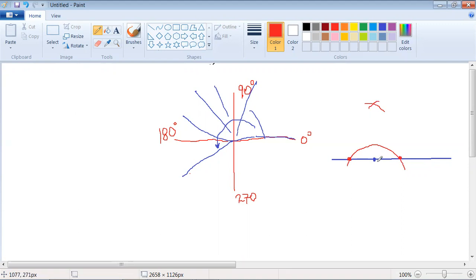Use a ruler and join this point. Oh, sorry. Is that sketchy? Right. I can use a straight line also. Sorry.